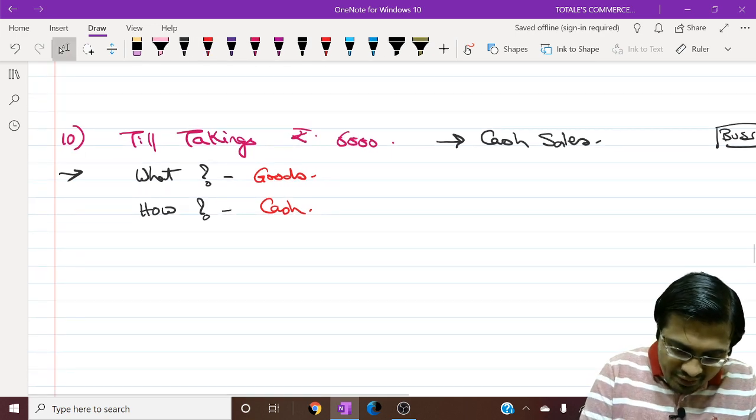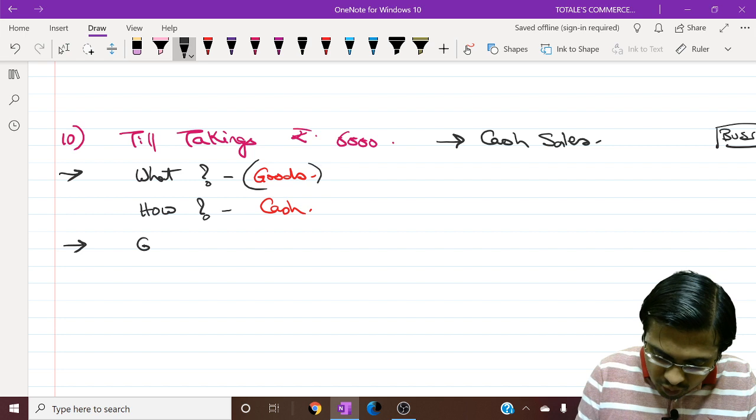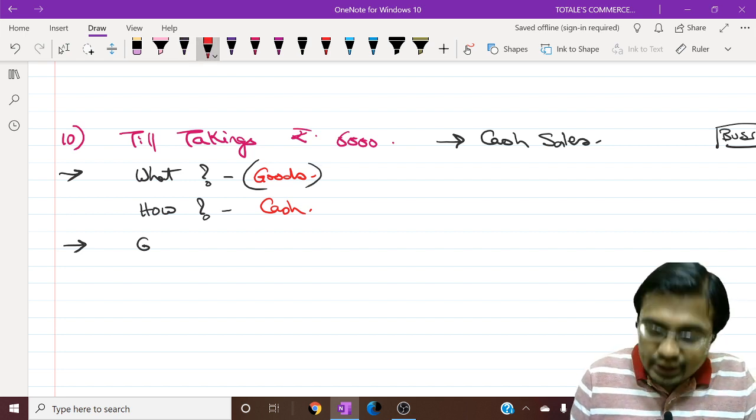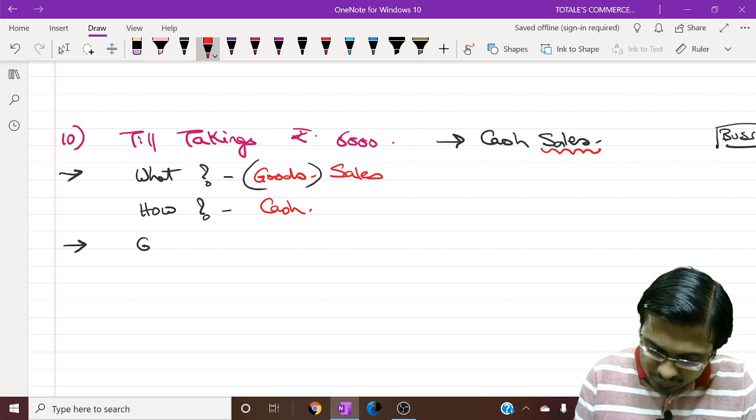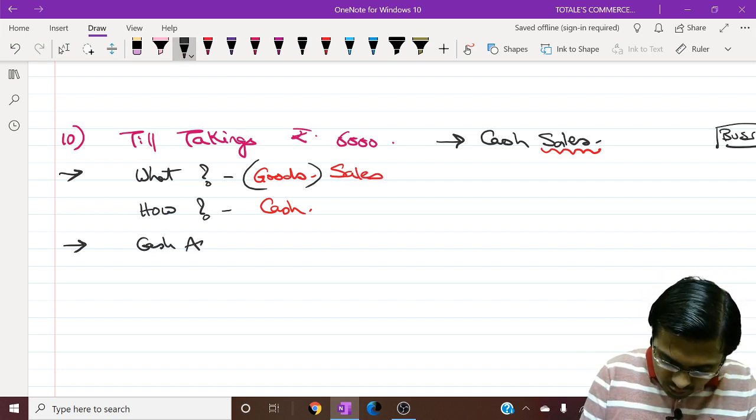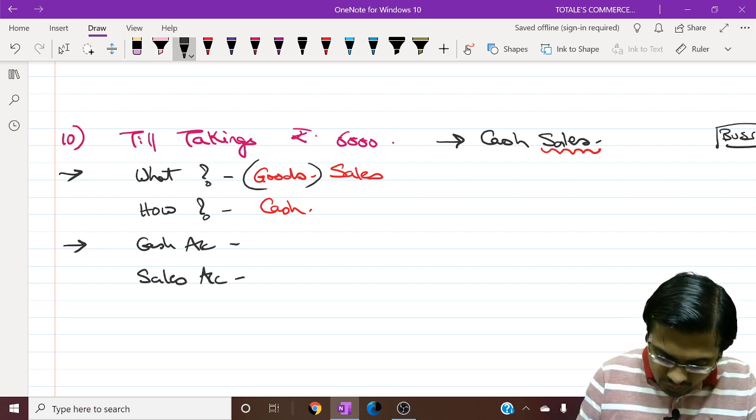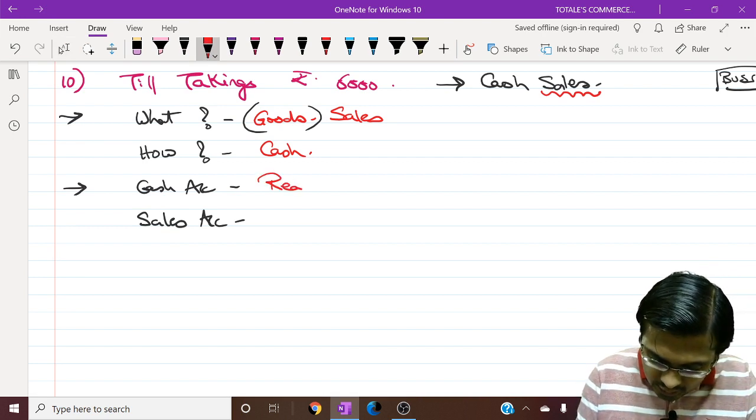So here we have our two accounts. Goods. See, now we have grown up, we will not be taking goods, we will be taking either purchase or sales. So it is goods sold, so it would be sales. So one account would be cash account and the other account would be sales account. Now let's look into the type of account. Cash account is real. Sales account is also real.